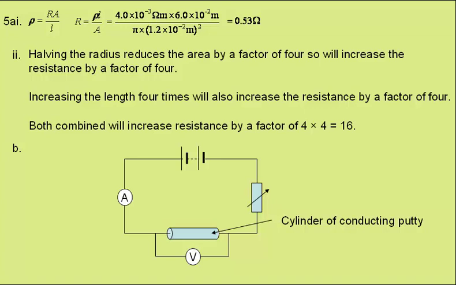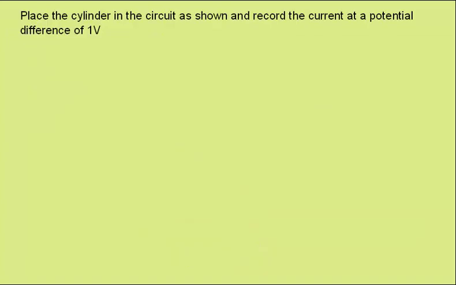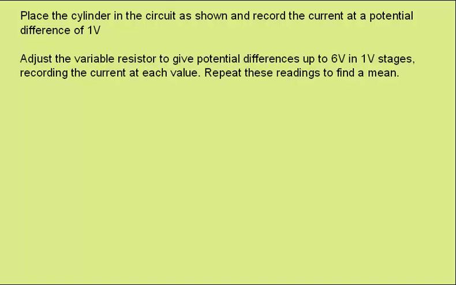We also need to state what measurements we would take, account for how we'd use the measurements to determine the result, and how we could improve the precision of the measurements. Well, we place the cylinder in the circuit as shown, and find the current at a potential difference of, say, 1 volt. We'd then adjust the variable resistor to give potential differences up to 6 volts in 1 volt stages. The actual values I've given here aren't particularly important, but it's wise to give some values of the measurements you would take. We'd record the current at each value, and repeat these readings to find a mean.